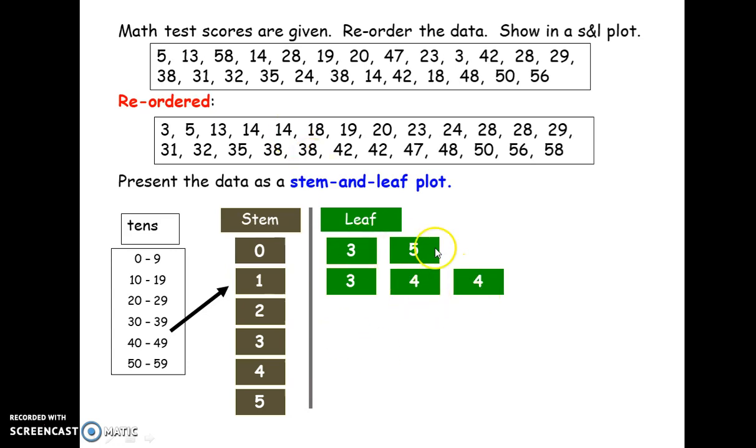We need to represent every piece of data here. So 14 is 2 separate pieces of data. We need 14 to appear twice. Then 18, then 19. All right, now follow along and see if it makes sense.